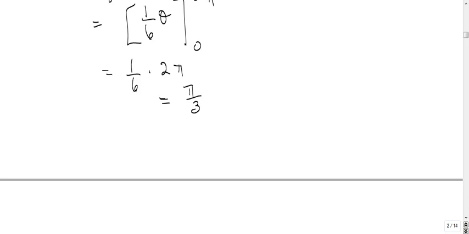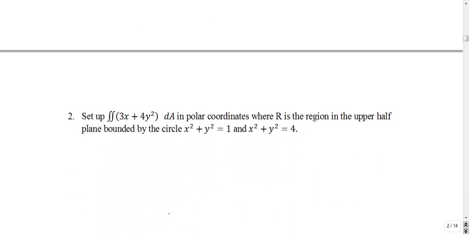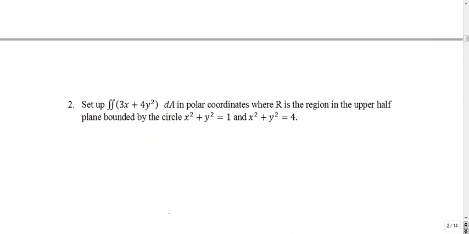Let's go on. Another one. Number 2. Set up the double integral of 3, oh, there's no r again. Let's put the r. Now, I just told you to set up, so we're not going to integrate, okay? Just set it up. The double integral over r of 3x plus 4y squared dA in polar coordinates, where r is the region in the upper half plane bounded by the circle x squared plus y squared equals 1 and x squared plus y squared equals 4. All right?